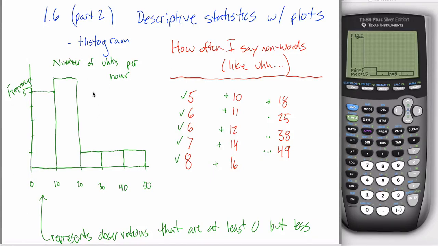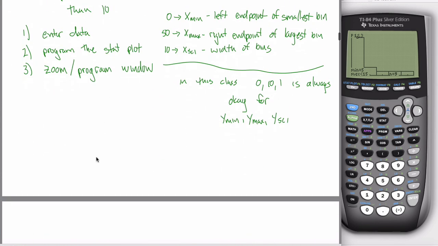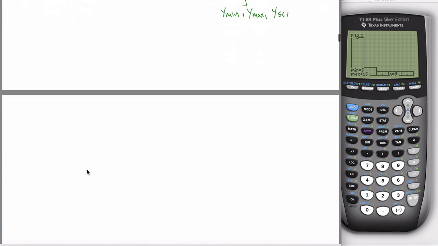All right, continuing with 1.6 part 2. This is descriptive statistics, but now instead of summarizing the data with a number, like we did in part 1, we're summarizing with the plot. So in the first of these videos, we saw how to make a histogram on a calculator. In this video, we're going to see how to make what's called a stem and leaf plot.